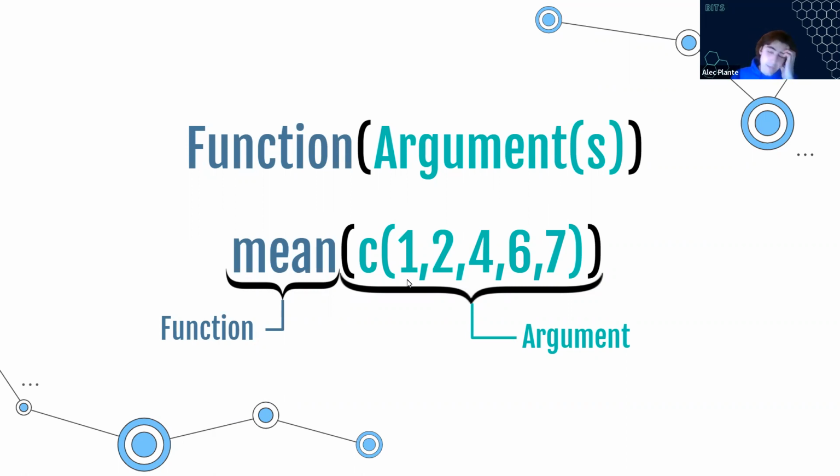So for instance, here in this mean function, mean is a function name. So you're taking the mean of the arguments, and the arguments here is this vector of these 5 numbers. So you're taking the mean of 1, 2, 4, 6, 7, and the mean would be 4, I believe. So the output would be 4, right? So function is basically actions, argument is the inputs, and then the output you will see.